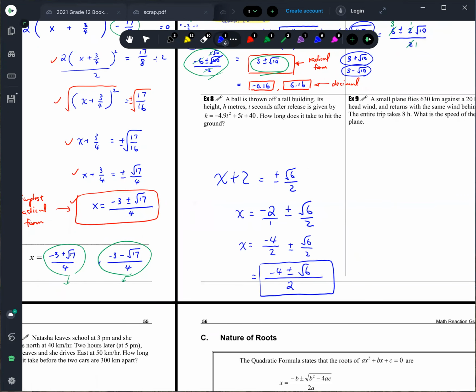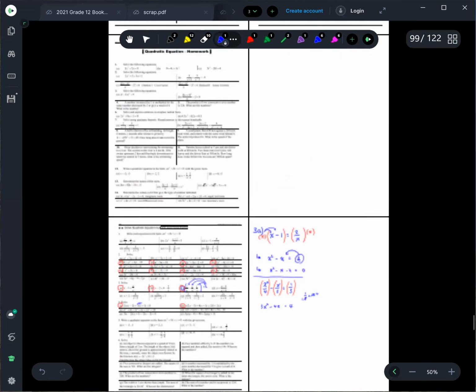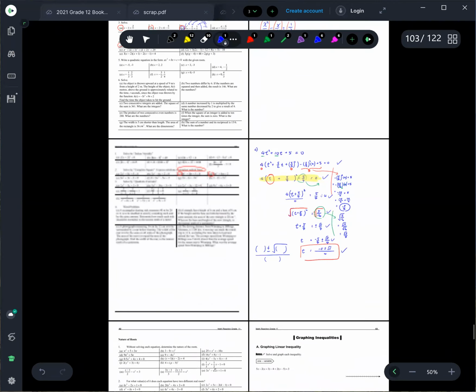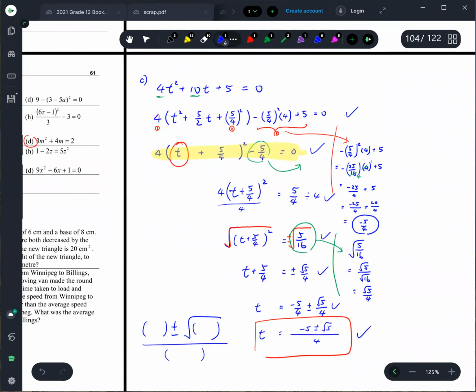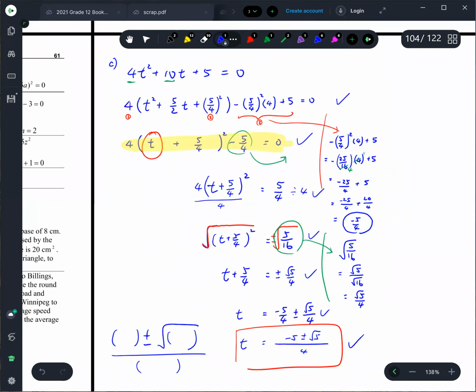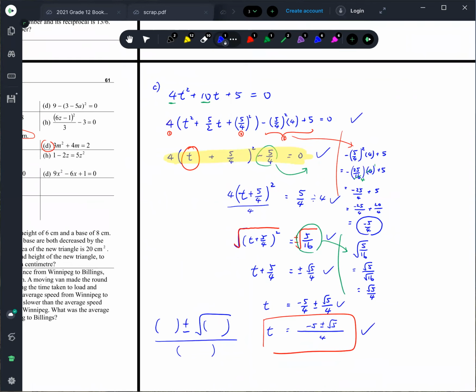Okay, so what about B, C, D? Because we did question C at the beginning of class, right? You didn't write it down? I did write it down, but it's on a different paper. Yeah, you should put it on the homework. Okay, so I'll let you finish A, B, C, D.